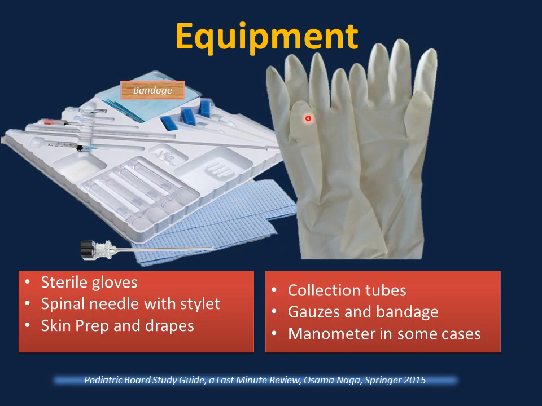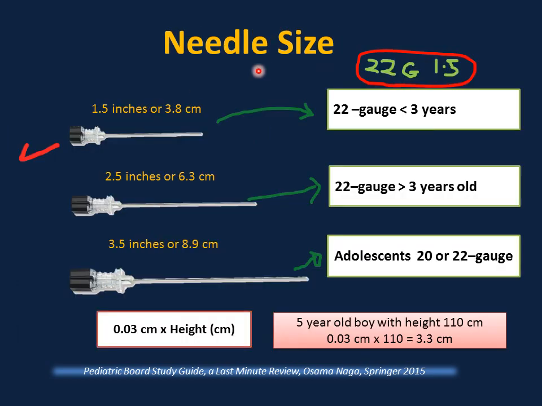Preparation for lumbar puncture: sterile gloves, spinal needle with stylet, skin prep and sterile drapes, collection tubes, 3 to 4 tubes, gauzes and bandage, manometer in some cases if you want to measure the opening pressure, like in cases of idiopathic intracranial hypertension or pseudotumor cerebri. It is very important for us to understand the needle size before we perform a lumbar puncture.